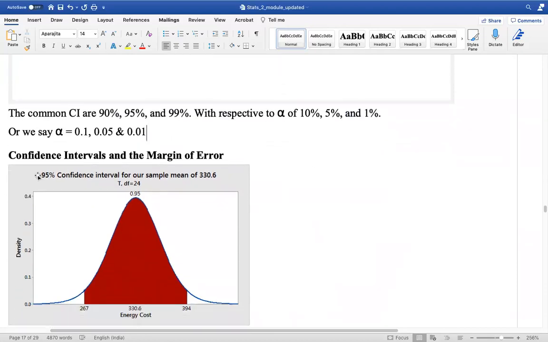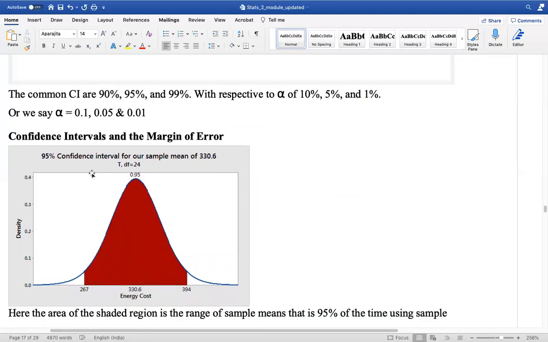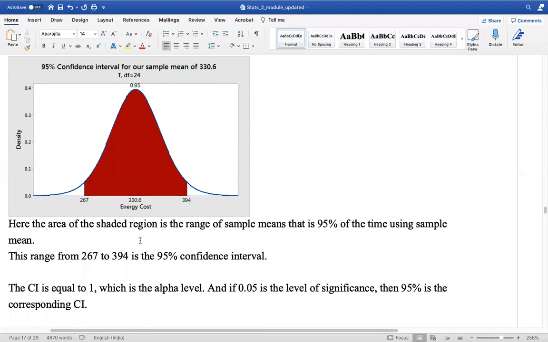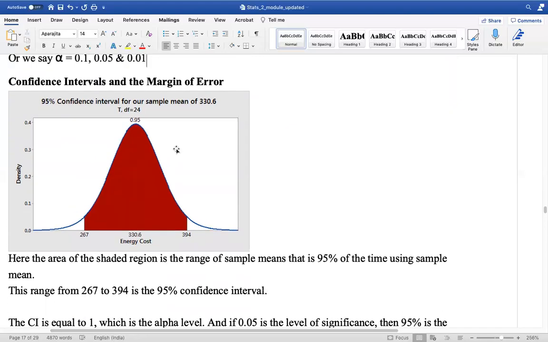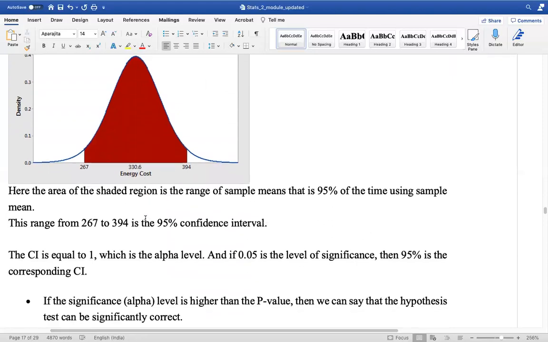Okay. So for the confidence intervals and the margin of error, 95% of the confidence interval occurs around the sample mean, which is 330.6. So I would like to calculate the 95% interval for the population mean. Okay, so it was very simple: 336 plus or minus, for 95% we need to calculate the interval.